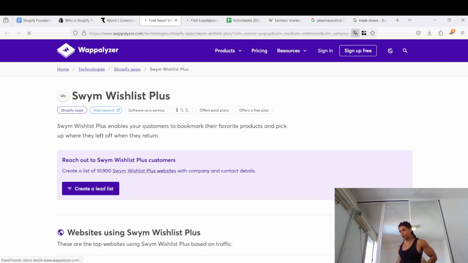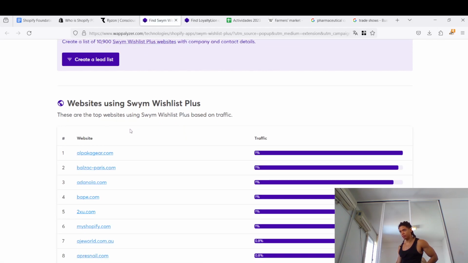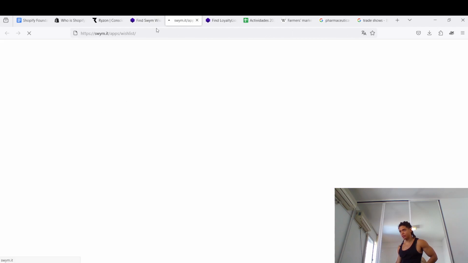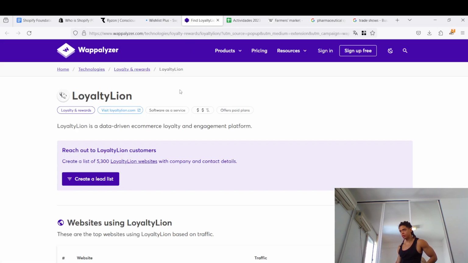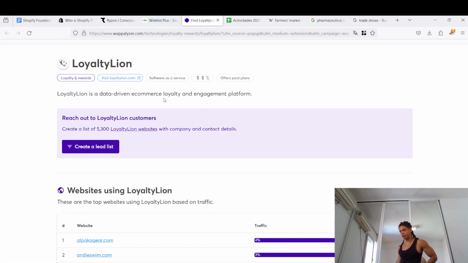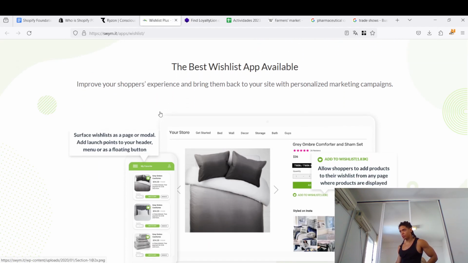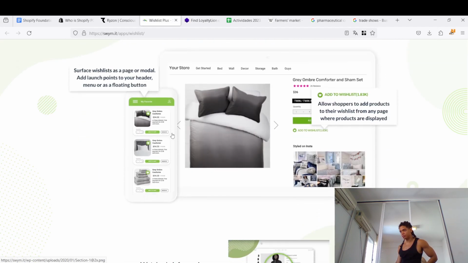Wishlist Plus enables your customers to bookmark their favorite products and pick up where they left off when they return. Interesting. Loyalty Lion is a data-driven e-commerce loyalty and engagement platform. Okay. The best wish list app available.